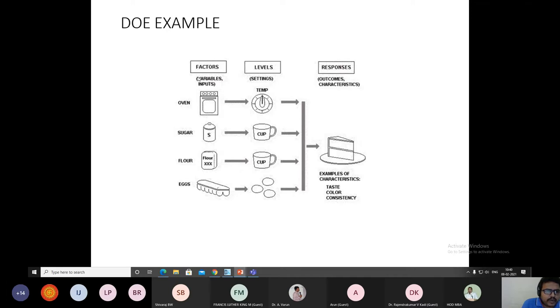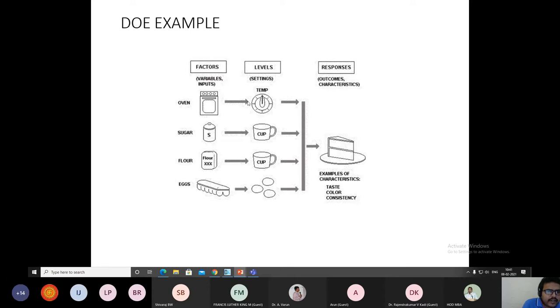So we have variables, inputs. Say first variable is oven, microwave oven, say oven. Second factor or variable is sugar. And third is flour. And fourth is eggs, right? And these are the factors. So we have total 1, 2, 3, 4 factors, right?